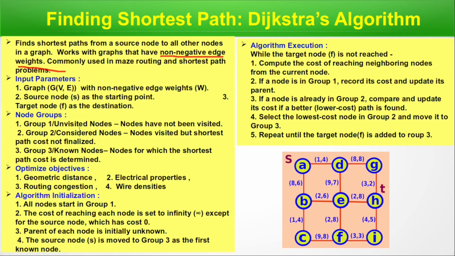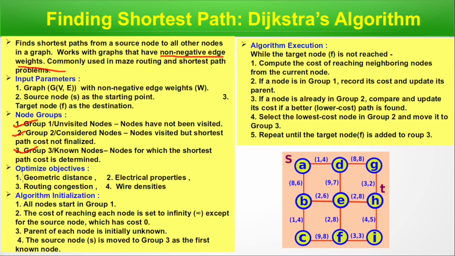Node groups, there are 3 groups. Group 1 is unvisited nodes. So nodes that have not been visited are unvisited nodes and grouped as group 1. Next, group 2 is considered nodes: nodes that are visited but whose shortest path cost is not finalized. And group 3 is known and finalized, like nodes for which the shortest path cost is determined, that is in group 3, the third group.